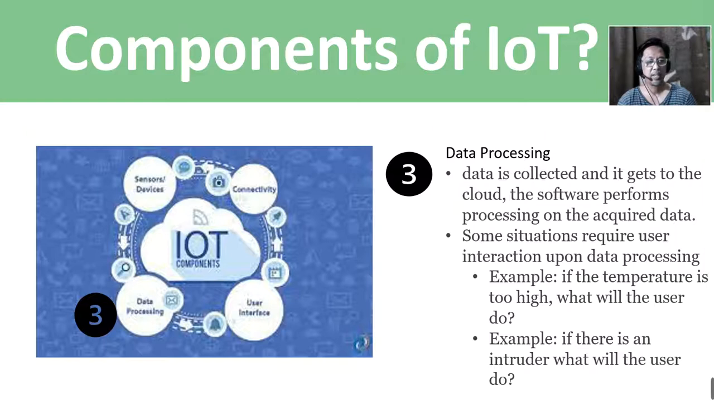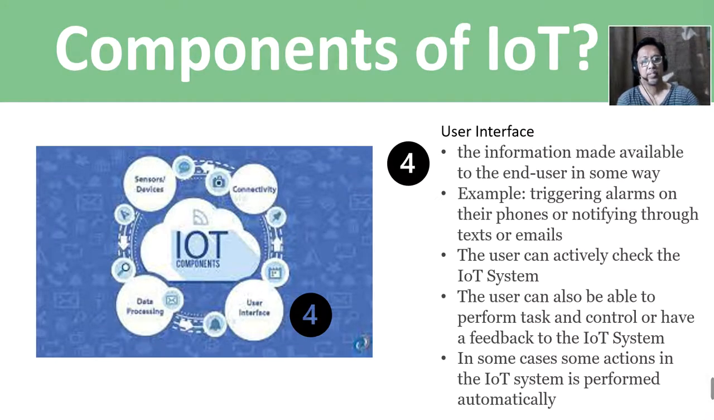So data is collected and it gets to the cloud. Normally it goes to the cloud. The software performs processing on the acquired data. In some situations, a user is required to interact upon data processing. Example, if the temperature is too high, what will the user do? Should the user turn off a certain switch so that the temperature will drop, or press a certain switch so that there will be a cooling system that will be turned on? So those kind of things.